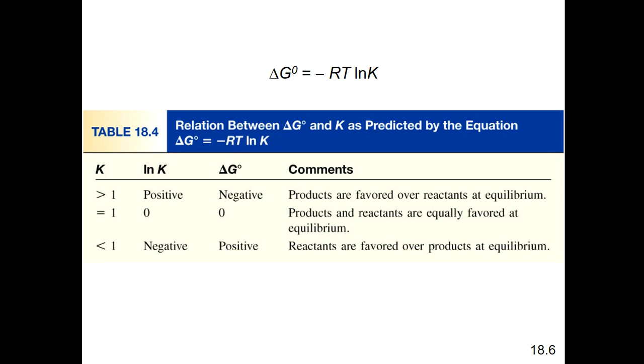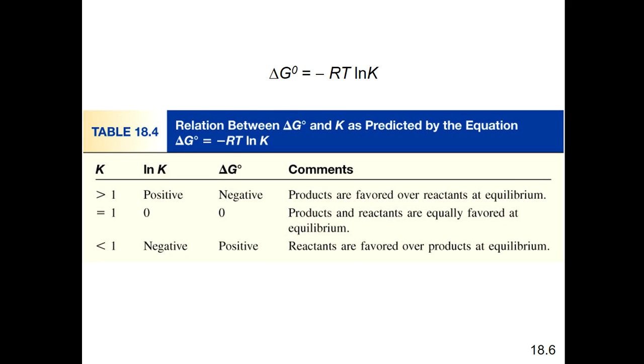So as we said, K and delta G naught are basically telling us the same thing. We know when K is very, very large, much greater than 1, the natural log of K comes out to be positive, which causes our delta G naught to be negative. And the delta G naught being negative and our K being much, much greater than 1 is telling us that the forward reaction is favored over the reverse.